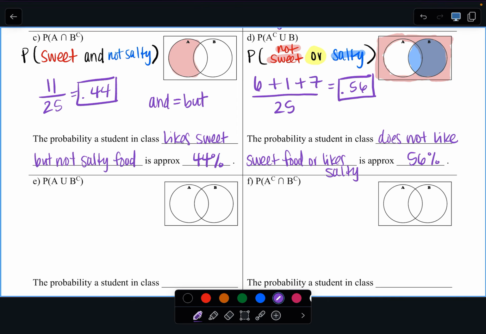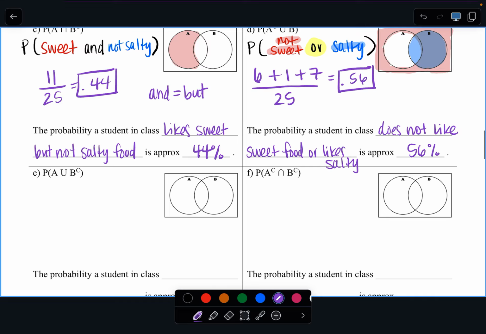The only reason why I added in the words likes salty is because if I didn't, most people when they read that sentence would assume that I'm saying they do not like sweet food and they do not like salty food. So I'm trying to keep it matching the probability that I'm actually calculating. And for our second to last one, we have another or statement, the probability that it is going to be someone who likes salty food or, nope, sweet food.